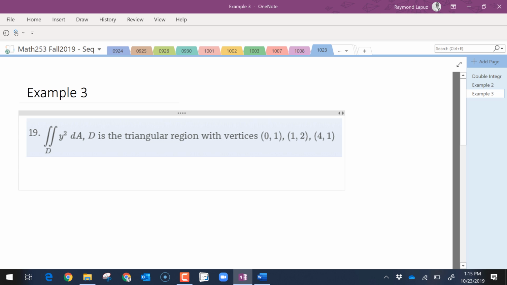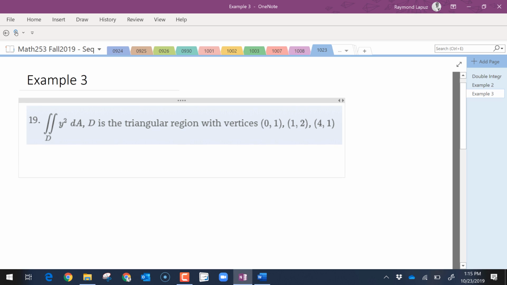All right, we have the integral of y squared, that's easy, over the region D, where D is a triangle with vertices at (0, 1), (1, 2), and (4, 1). All right, it looks like we need to draw this triangle region that they have.